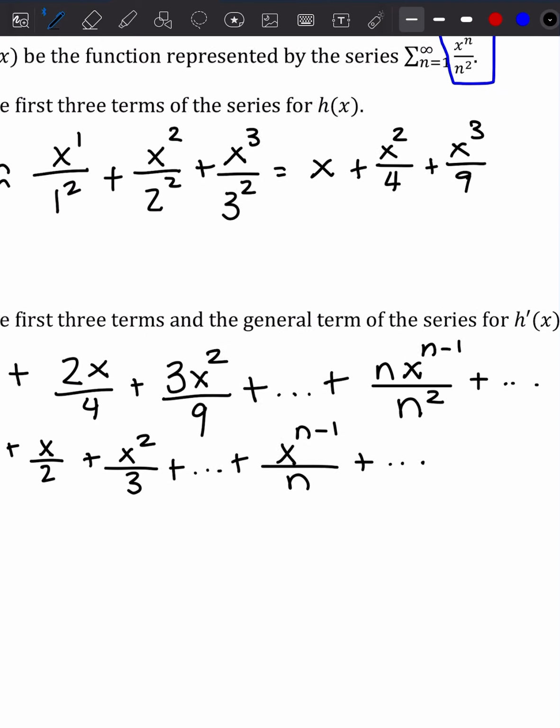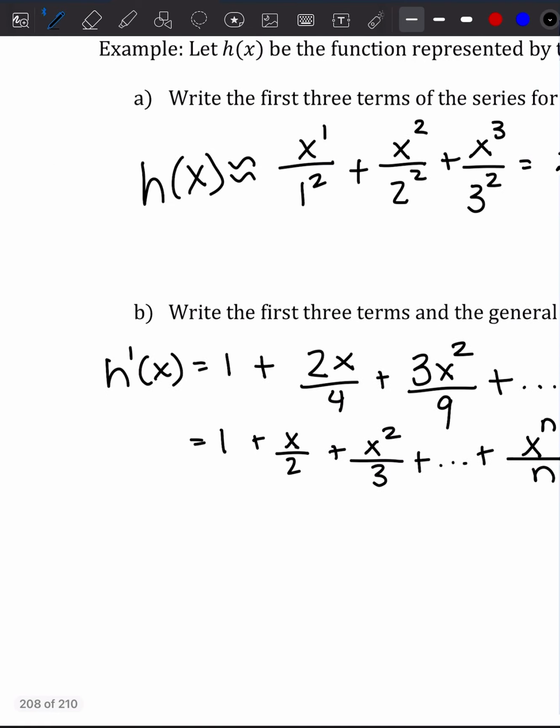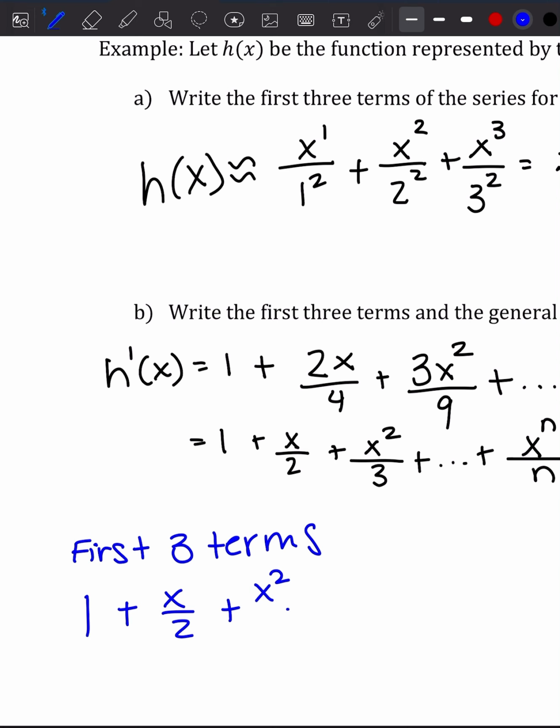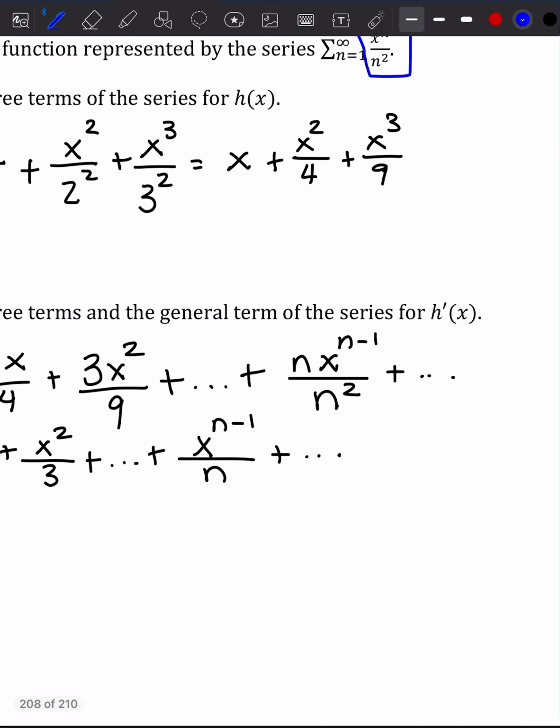Okay, so now here's where we want to be specific, because how I have it written right now, there are more than the first 3 terms. So all we're going to do is make it very clear which ones are the first 3 terms and which one is the general term. So I'm going to write first 3 terms. Our first 3 terms are 1 plus x over 2 plus x squared over 3. On the other hand, our general term is this x to the n minus 1 over n.